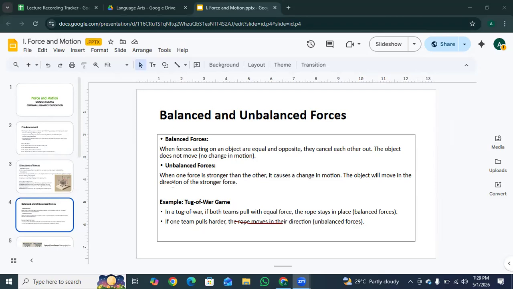So this is a balanced force. Unbalanced forces: when one force is stronger than the other, it causes a change in motion. The object will move in the direction of the stronger force. Think of this as one side winning the tug of war. When one force is stronger than the other, the object moves in the direction of the stronger force.